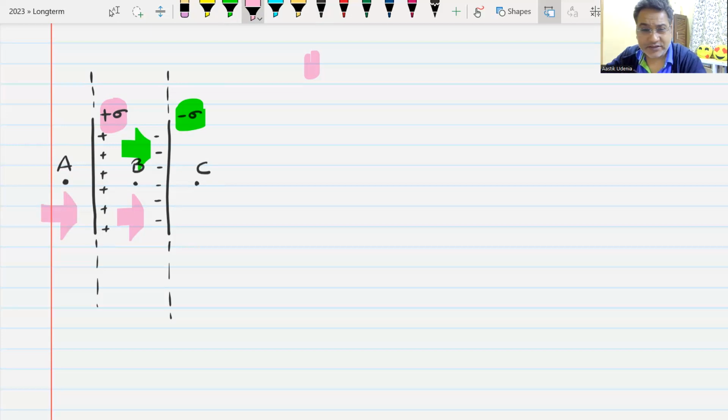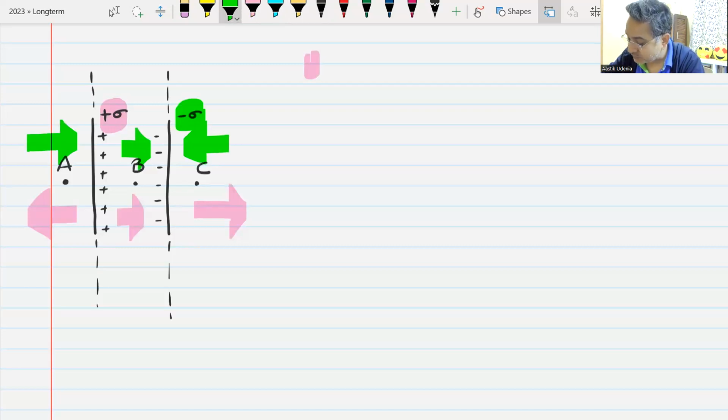Outside, due to the pink charge on the left side, the electric field always goes away from a positive charge, so the pink field outside will be like this. It always goes away. For the green charge, the field is always towards, so it will be always like this. Do we understand this? Yes.